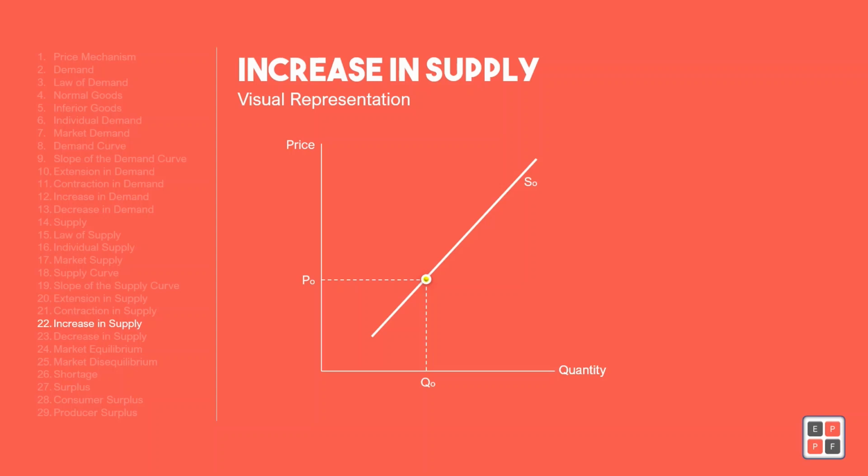An increase in supply is shown as a forward shift in the supply curve. The supply curve is going to shift from S0 to S1 while the price remains the same, and the quantity supplied is going to shift from Q0 to Q1. So there's going to be an increase in quantity supplied.